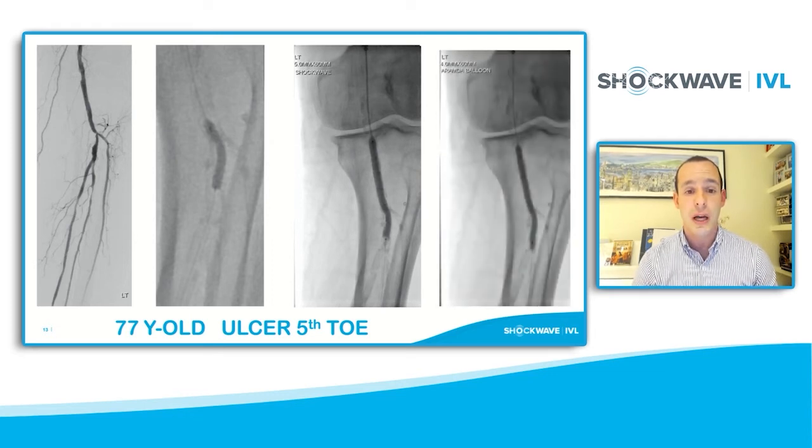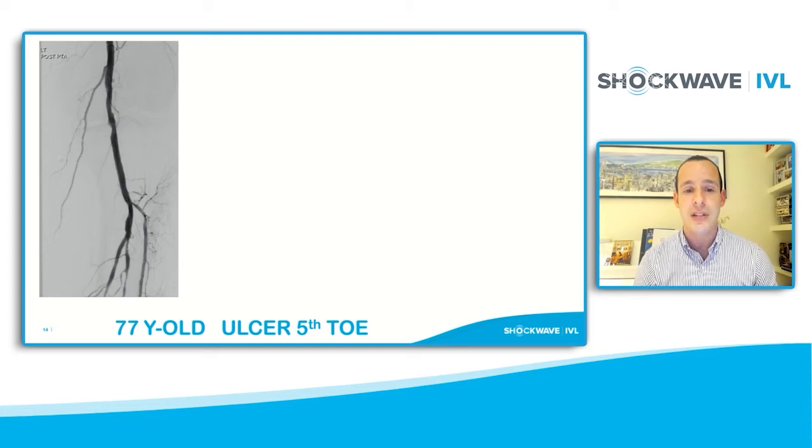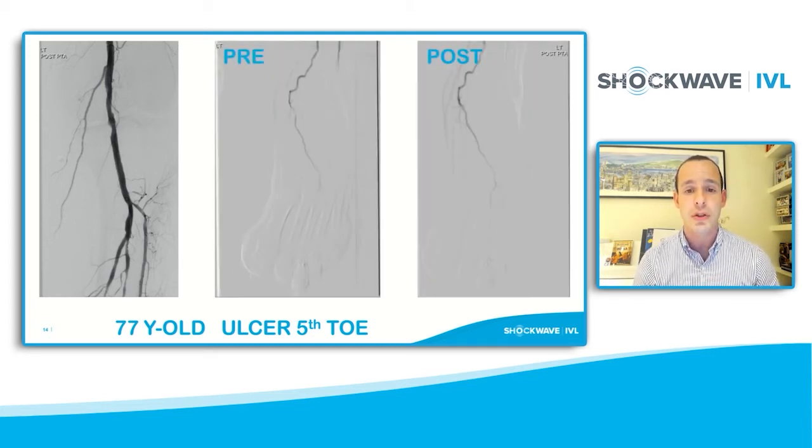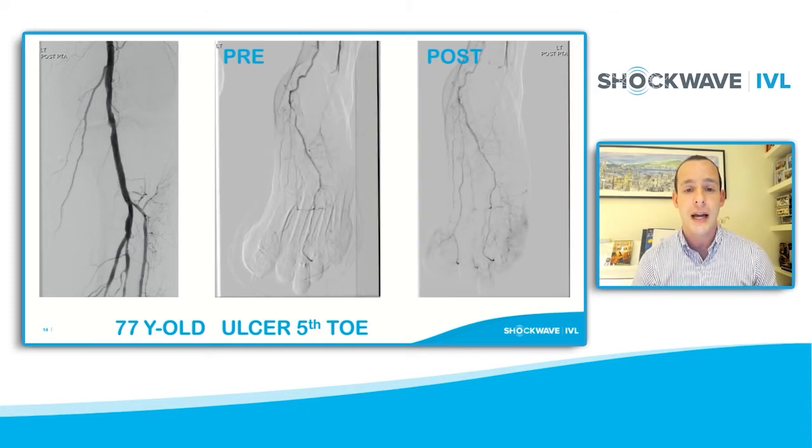So essentially, without any stent, we then used a 4mm balloon. Again, remember to oversize the IVL compared to the nominal diameter of the vessel, and the result was pretty good. And not only at the level of the TP trunk, of course, but I want you to compare the pre and post angiogram at the level of the foot.